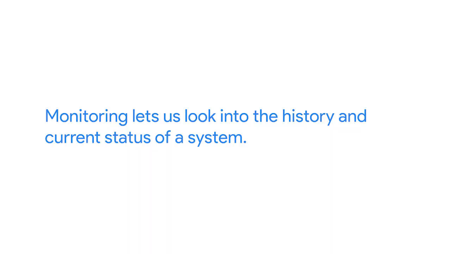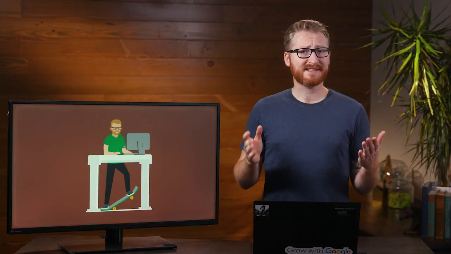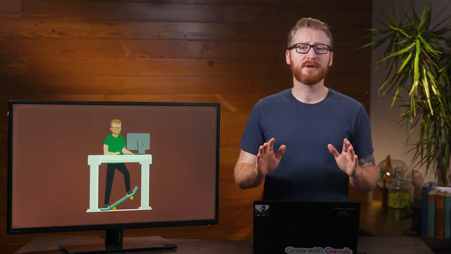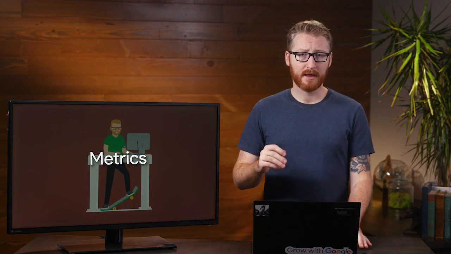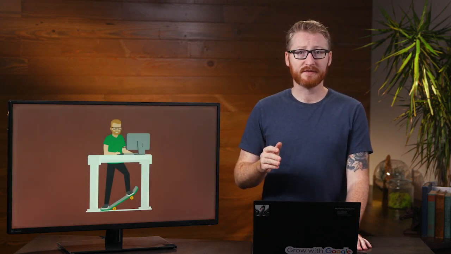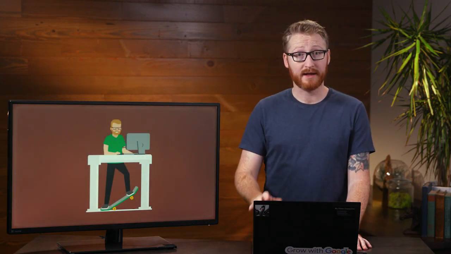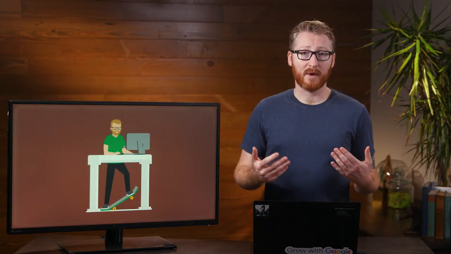Monitoring lets us look into the history and current status of a system. And how can we know what the status is? We'll check out a bunch of different metrics. These metrics tell us if the service is behaving as expected or not. While some metrics are generic, like how much memory an instance is using, other metrics are specific to the service we want to monitor. Say your company is running a website and you want to check if it's working correctly.